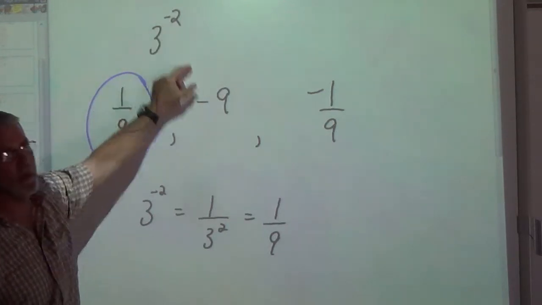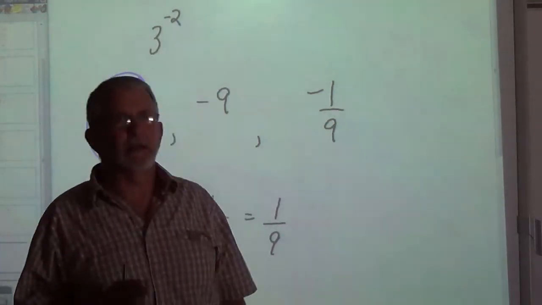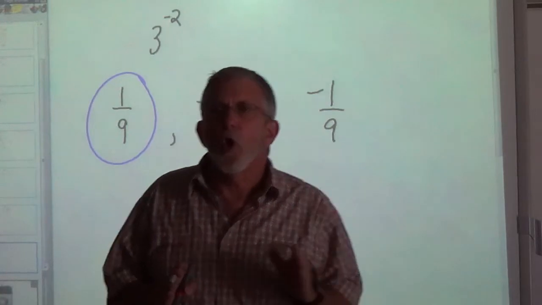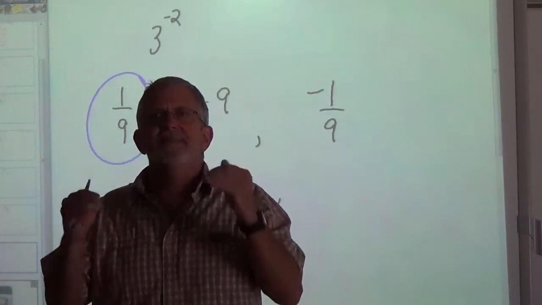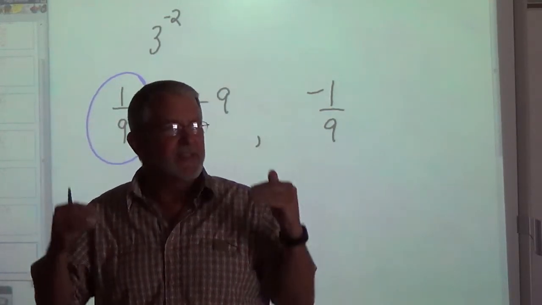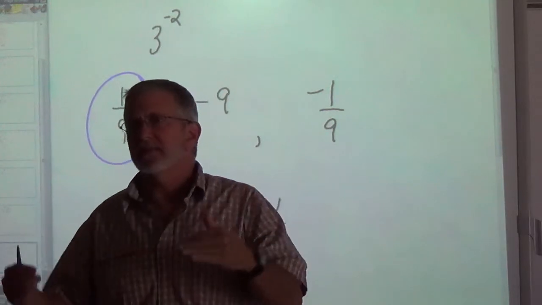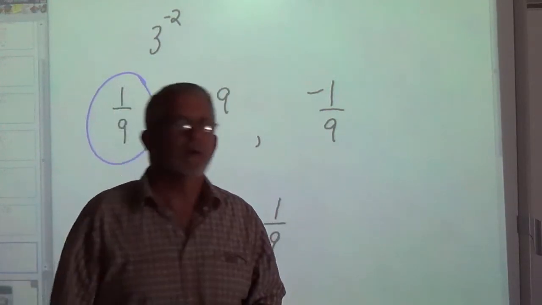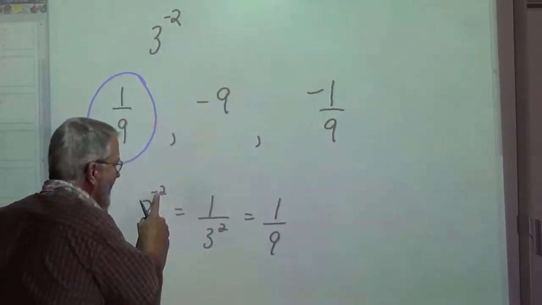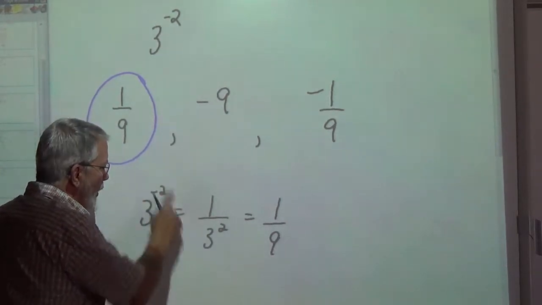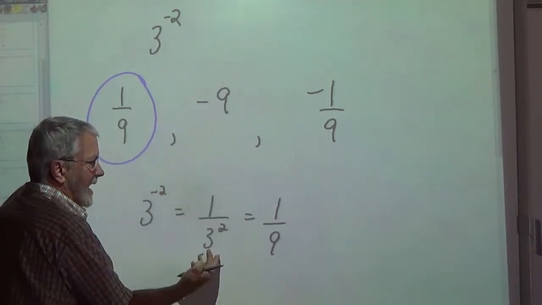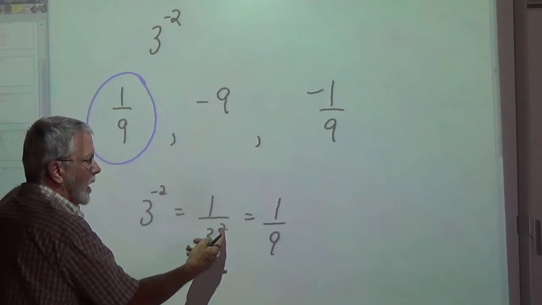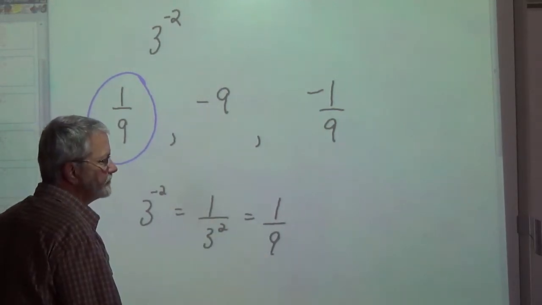Negative exponents have nothing to do with the positiveness or negativeness of an expression. All this negative 2 says is that I take this whole base to the negative 2 and drop it downstairs. This is 1/3 squared, which is 1/9.